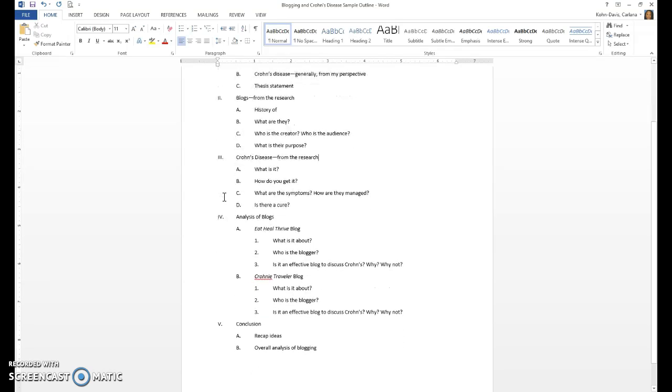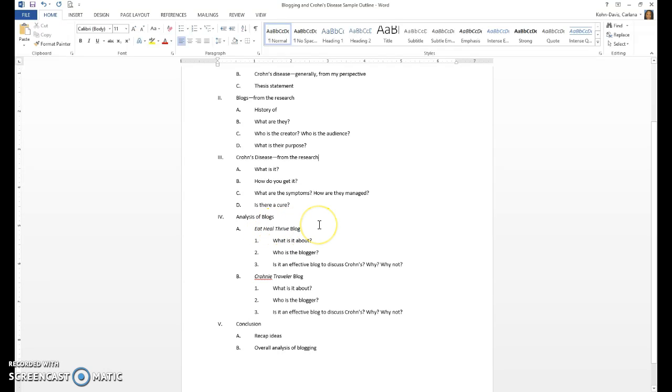Okay? Then section 4 is where you're going to get really to answering your question. Remember the question that everyone is answering: is blogging an effective way to communicate your topic? So how are you going to be able to answer that question? Well, you're going to analyze your 2 primary sources, which are your 2 blogs. Remember, you should have found 2 blogs that deal with your particular topic.